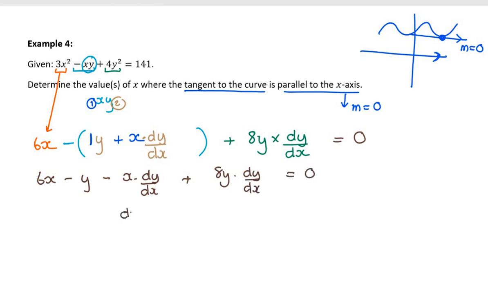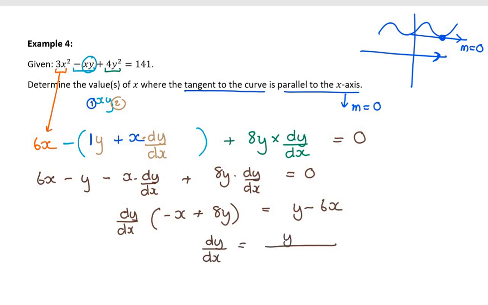So factorize out dy dx and I'll get negative x plus 8y. Take everything else over and I'll get y minus 6x. And so dy dx is better written as y minus 6x over 8y minus x. Just swap that around to make it look prettier. And that's wonderful.